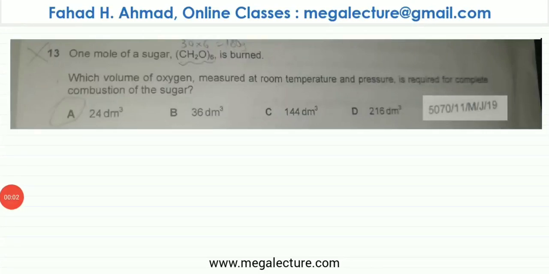The following question reads that 1 mole of sugar C6H12O6 is burned. Which volume of oxygen measured at room temperature and pressure is required for complete combustion of this sugar? So you first need to come up with an equation for the combustion.